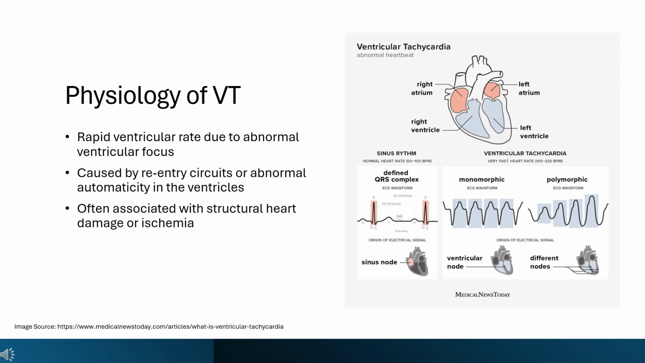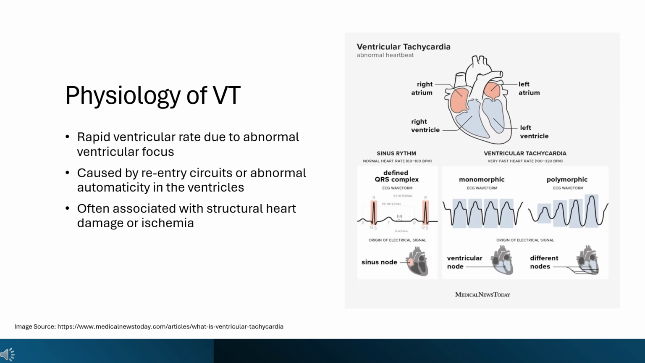Abnormal automaticity refers to the situation where ventricular cells spontaneously depolarize and generate electrical impulses independently of the normal pacemaking activity of the SA node. This abnormality can be caused by ischemic damage, electrolyte imbalances, or other pathological conditions that alter the electrical properties of the ventricular cells. These ectopic impulses disrupt the normal cardiac rhythm and lead to VT.